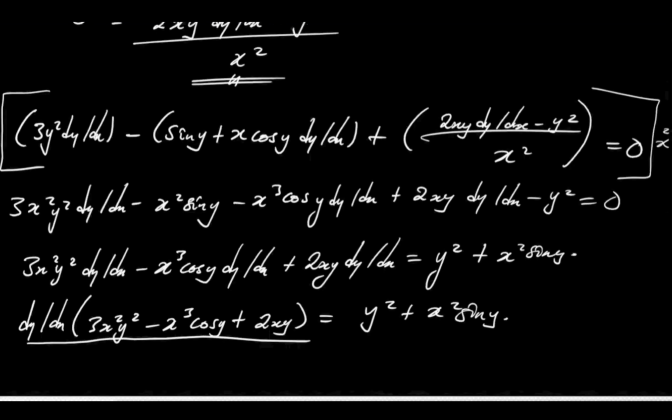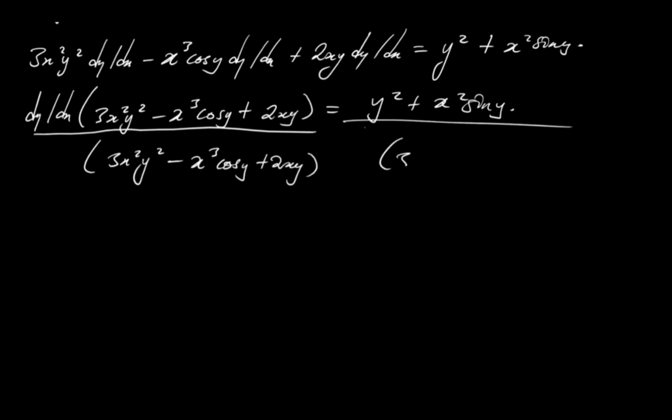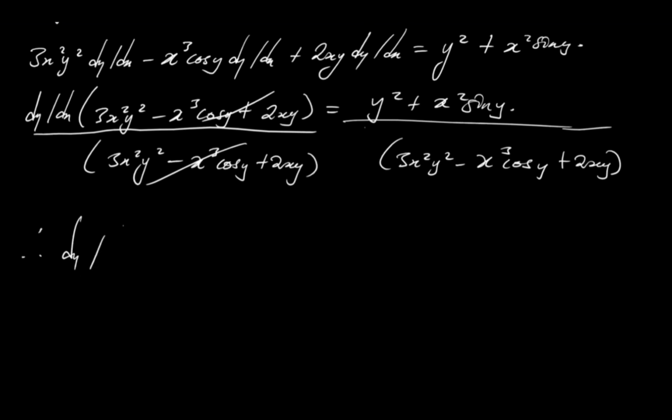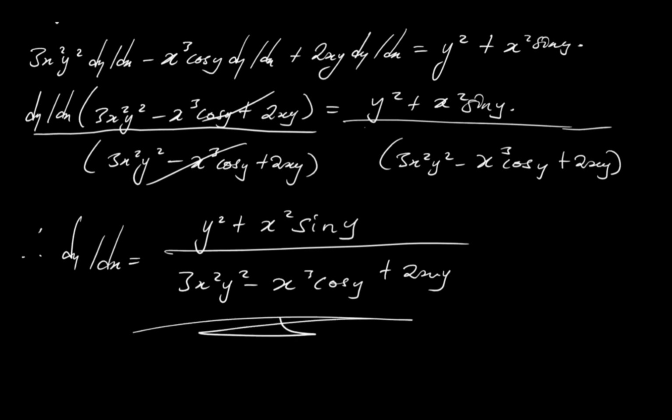Divide both sides. We're having 3x squared y squared minus x cubed cos y plus 2xy, this is also over 3x squared y squared minus x cubed cos y plus 2xy. This cancels with that. You get yourself dy over dx being equal to y squared plus x squared sine y over 3x squared y squared minus x cubed cos y plus 2xy. So that's the derivative.